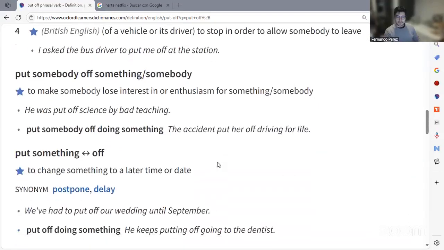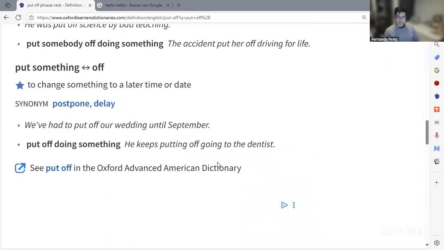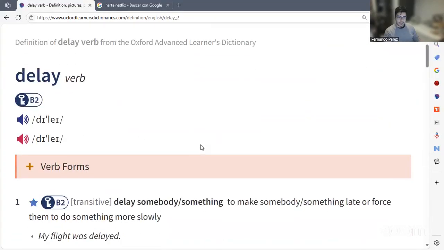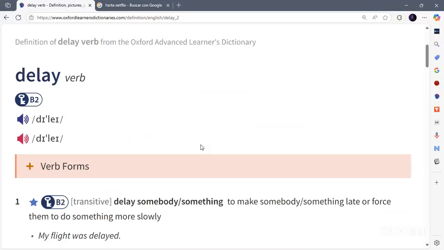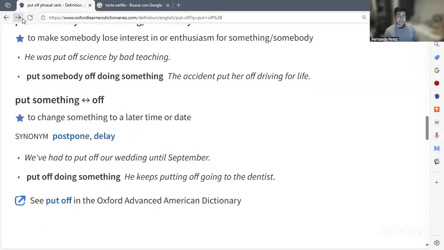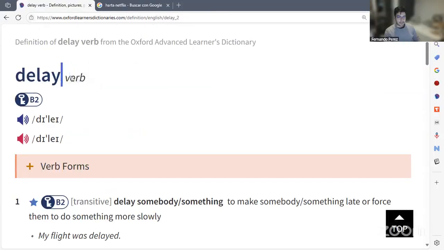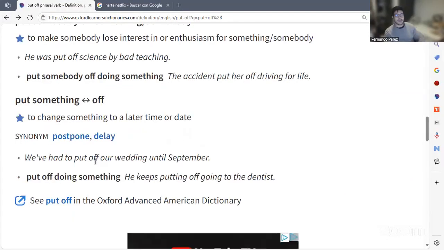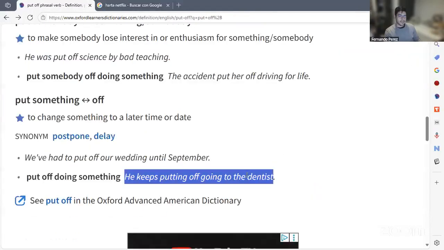The word put off is to... Are you familiar with the word delay? Yes. What's delay in Spanish? Retraso. Yeah. As a verb, retrasar. As an adjective, retraso. As a verb, retrasar. And kind of similar, put off is to posponer o atrasar something.